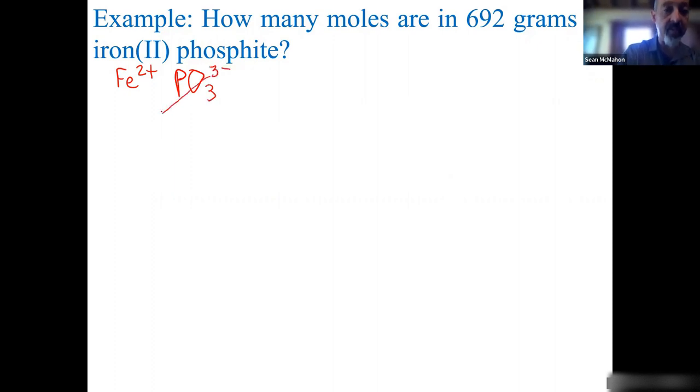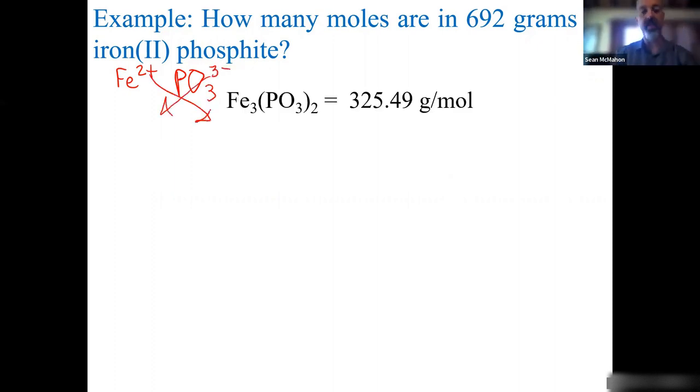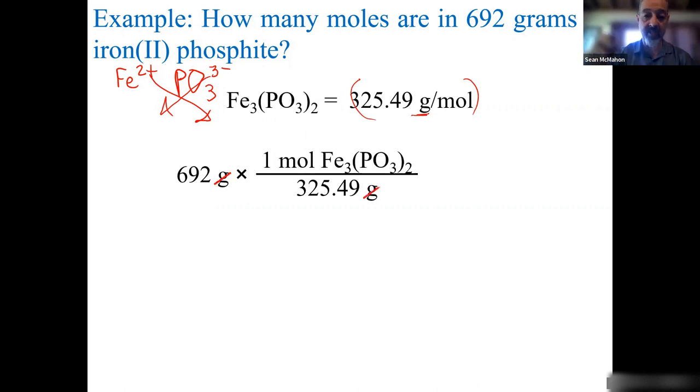It's a 3 minus, so I must do a crisscross, and I get 3 of the iron 2 and 2 of the phosphites. I multiply it, add up all the molar masses, and I get 325.49 grams per mole. I start with 692 grams of it. This is a ratio. I'm going to flip it and make sure that the grams are in the denominator so that I can cancel out the units, and I get 2.13 moles. Why? 3 sig figs, 3 sig figs.